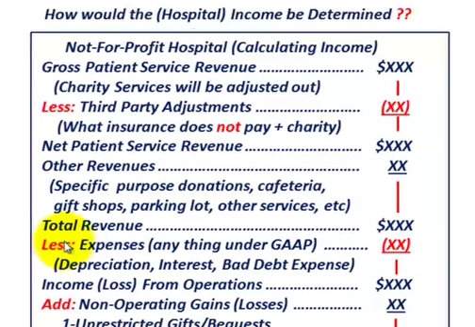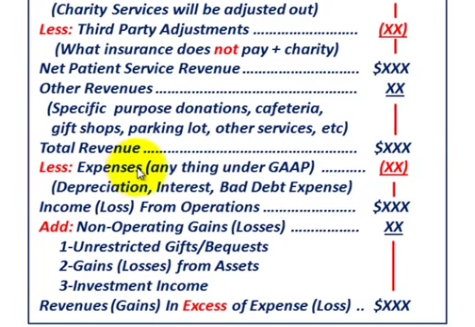Then we subtract our expenses, and that would be really anything under GAAP. Even if you're working with a governmental hospital, you may consider using GAAP-type accounting for depreciation, interest expenses, and bad debt expenses. Those are subtracted from your total revenue, and that gives you your income or loss from operations after subtracting your expenses from your total revenue.